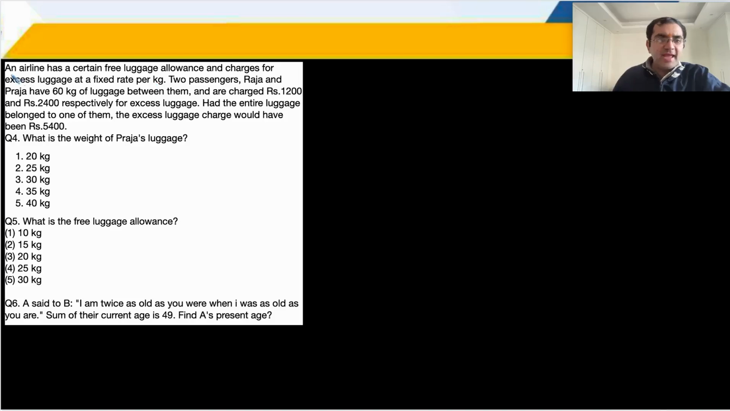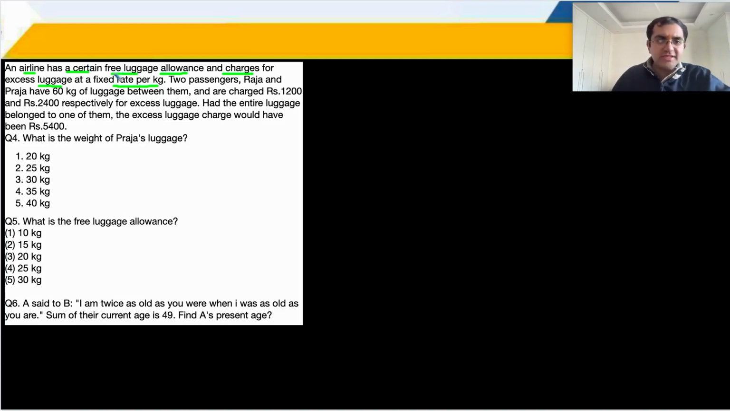An airline has a certain free luggage allowance and charges for excess luggage at a fixed rate per kg. So free luggage allowance, it's standard, very practical example. For example, when you go into any flight, you have a check-in baggage allowance of up to 15 kg and cabin baggage allowance of up to 7 kg.